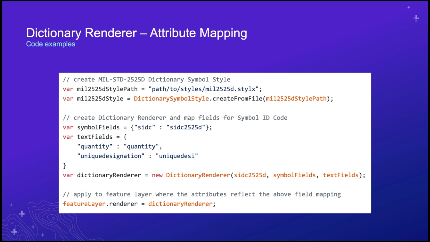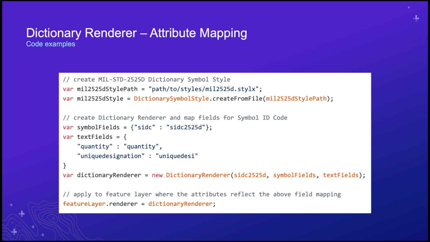So we'll start out by creating a new dictionary symbol style with the path to a style file. Next, we're going to create symbol field and text field overrides. These are key value pairs that tell you what the dictionary renderer is looking for and what our data actually has. In this case, we know that the dictionary renderer is looking for a field name SIDC, and this is for a symbol ID code. This is when you want to simply pass in a single code instead of a series of attributes. In this case, the value of our data is actually SIDC2525D. So we're going to set up this key value pair to pass in to the dictionary renderer.